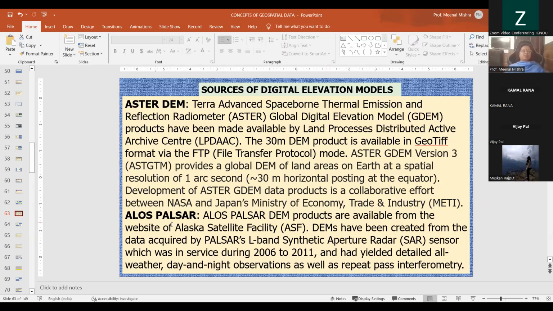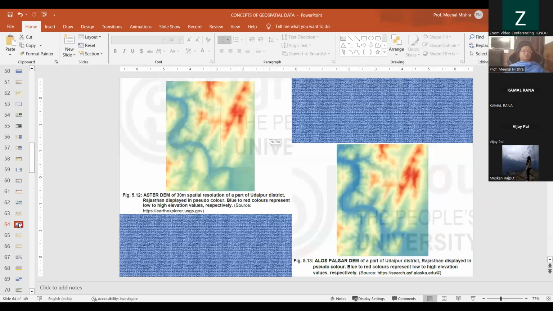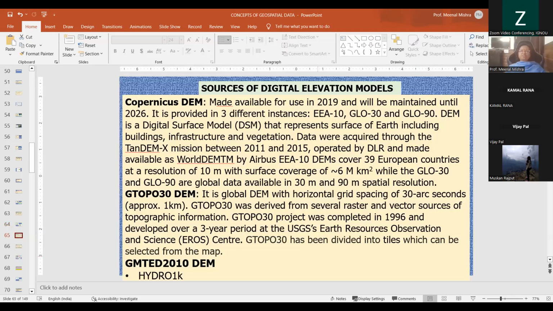And the next one is ALOS PALSAR. These products are available on the website of ASF, that is Alaska Satellite Facility, which we discussed just before. So this is ASTER DEM, and this is ALOS PALSAR DEM of the same Udaipur city. Other sources of digital elevation models are Copernicus DEM, which I discussed just now about the Copernicus project.